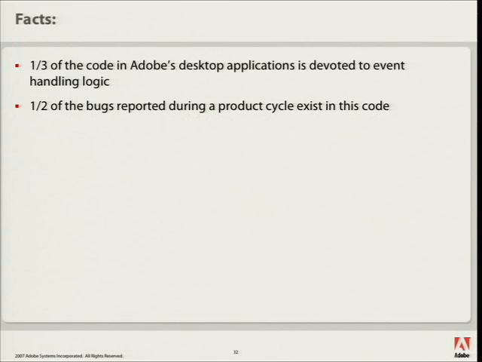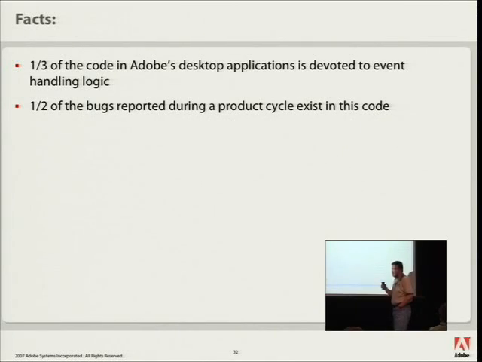So in fact, if you look at Adobe's code base, a third of the code in our products ends up being event handling code of this sort, part of the big ball of spaghetti. And if you survey our bug database, you'll find that half the bugs during any development cycle are in this body of code. Now, when I first saw this, I thought, cherry picking, go after this problem. I come up with a solution, and I'm the hero. I eliminate a third of the code and half the bugs.